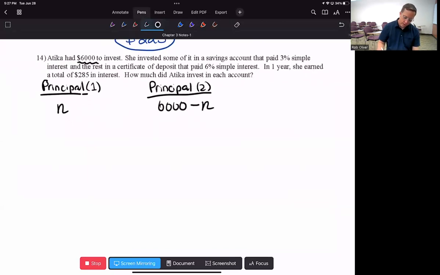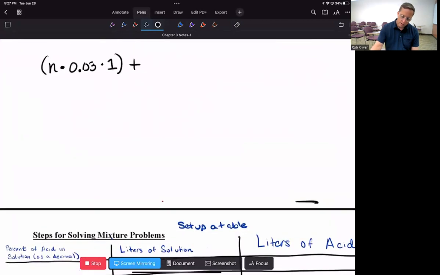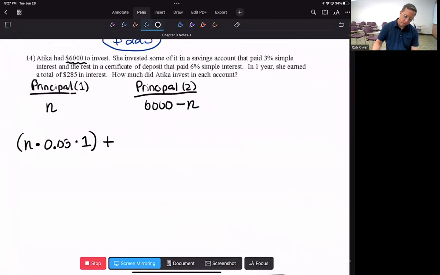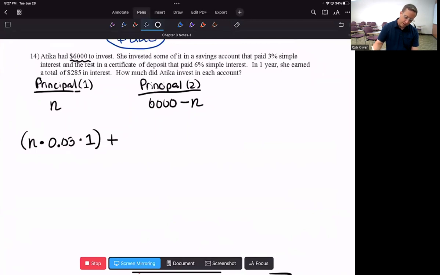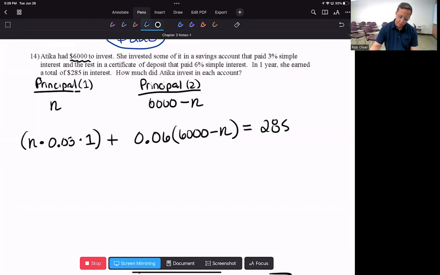So we're going to do principal N times, what is the percent on that one? 3%? 0.03 times 1. This is 1 year. Plus 6%, so I'm going to multiply by 0.06, then multiply that by the principal. And then we're going to make that equal to the total interest for both accounts, $285.